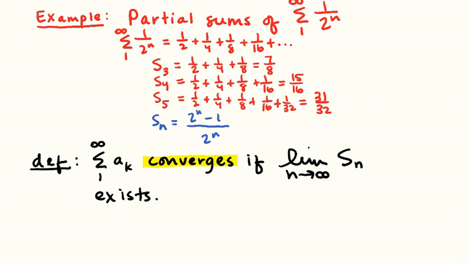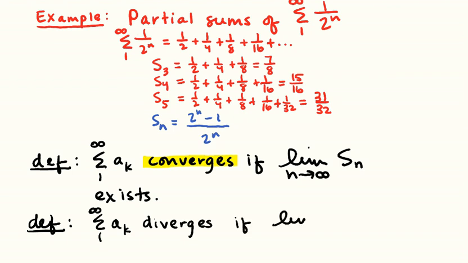And in the same way, we'll say that this sum diverges if the limit doesn't exist. And this does not only mean that the sum goes to infinity. I've got an example for you that diverges despite not going to infinity, and I think it'll make a lot of sense to you.